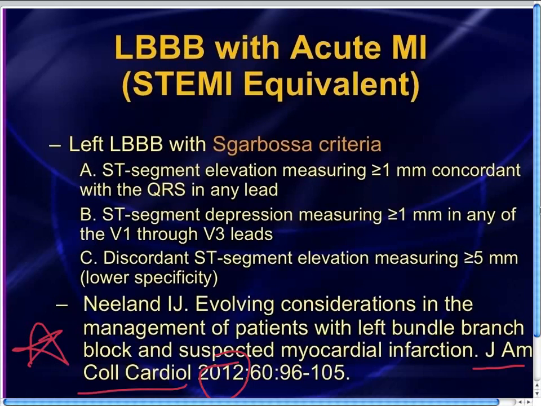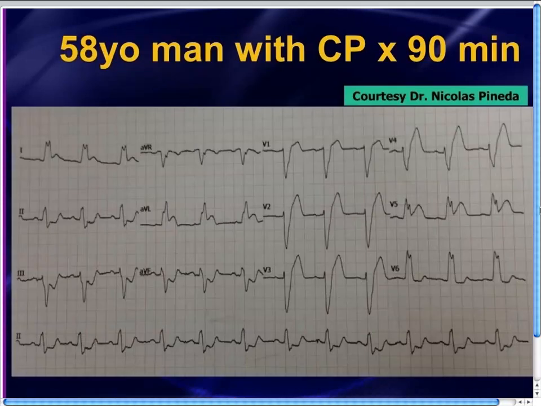You've got to know Sgarbossa criteria. It's on the EM boards. It's on the cardiology boards. You've got to know about this. And when you see Sgarbossa A or B, you've got to act on it. Let's go back to Dr. Pineda's case. 58-year-old man with chest pain.